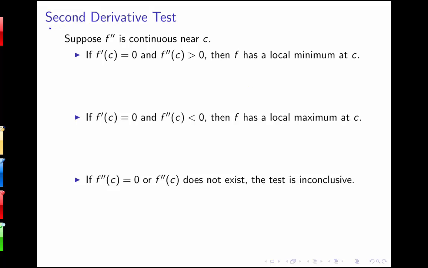So besides having a first derivative test that uses information about the first derivative to tell us where we have local mins and local maxes, we can also make use of the second derivative test. The second derivative test can be useful in many circumstances, but we'll often find that we're going to prefer to use the first derivative test to make statements about where we have mins and maxes. But what the second derivative test says is that suppose that our second derivative is continuous near C.